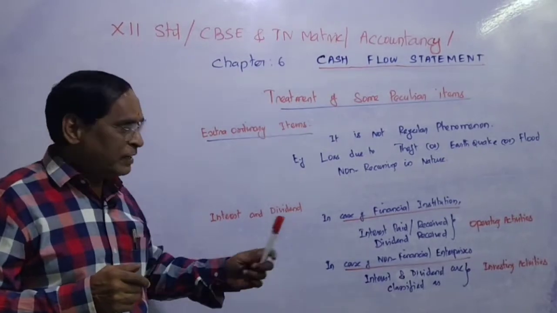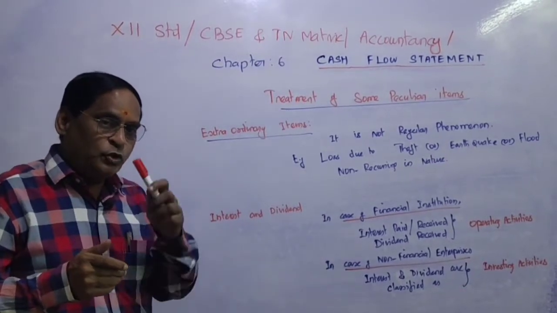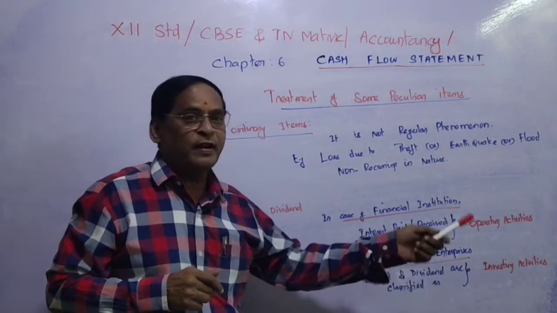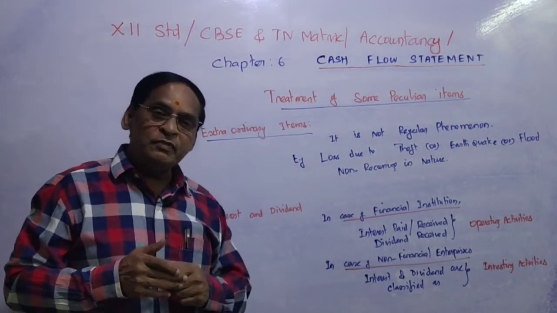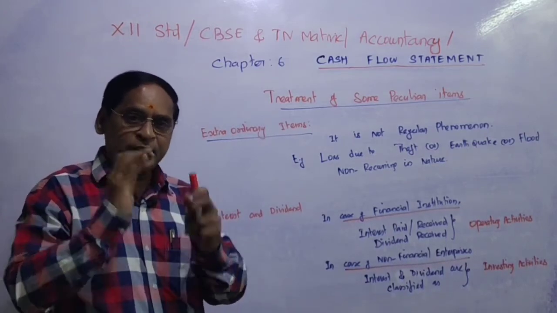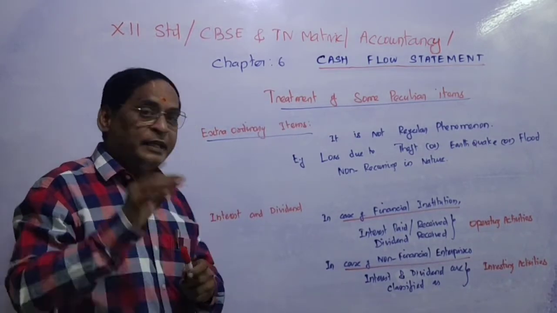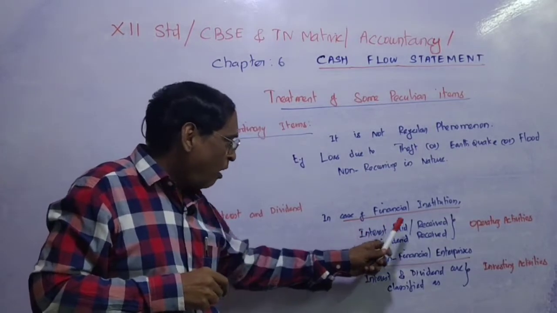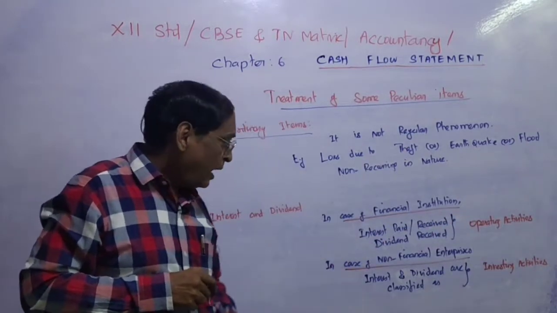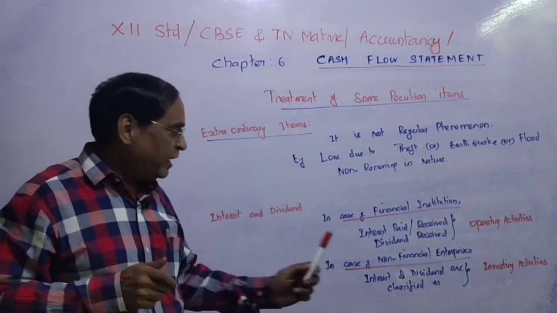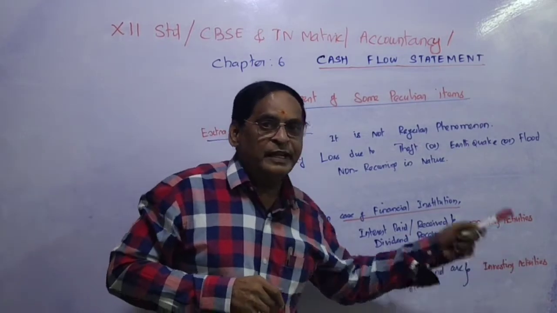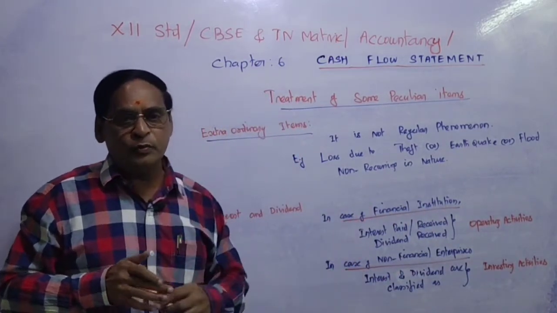And then interest received and dividend. First of all, we should see the nature of the institution, whether it is a financial institution or a non-financial institution. Financial institution means what? A financial institution accepts deposits and provides loans. So the nature of business is providing loans and accepting deposits. In that case, any interest paid or received or dividend received will be classified under operating activities. And in the case of non-financial institutions, interest paid or dividend are classified under investing activities. This is a main important point, we have to make note of it.